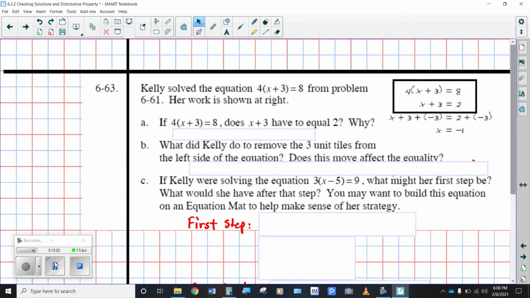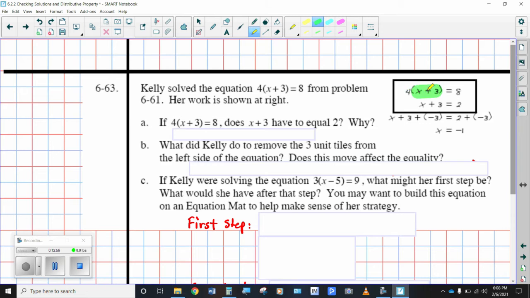All right, so let's go. Kelly solved the equation 4 times (x plus 3) is equal to 8 from problem 61. Her work is shown at the right. 4 times (x plus 3) is equal to 8, so x plus 3 is equal to 2. Does x plus 3 have to be equal to 2? Why would that be? Well, let's think about this for a second. This quantity right in there is what's being multiplied times 4.